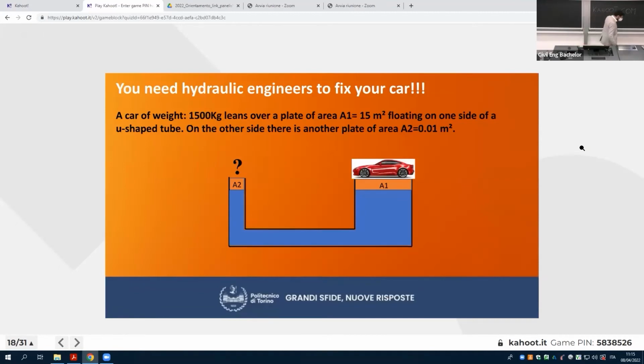Now, when your car is broken by a rockfall, you need to go to the workshop, to a mechanic, and fix it. Am I right? Who helped fix your car? Well, for sure, a mechanic. Don't ask a hydraulic engineer to fix your car. It's not going to work. But the hydraulic engineer can design the things you need to lift the car.